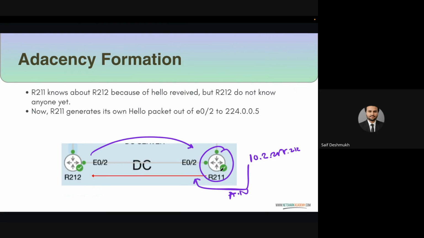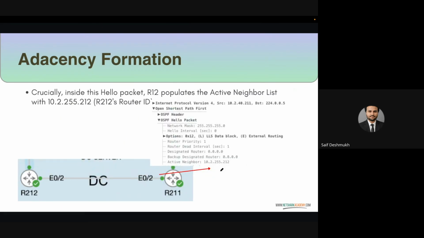It's sending the same hello out to 224.0.0.5. In that hello, look at this. This is the hello sent from 211. Active neighbor is added, 212. The rest of the things is supposed to be pretty much the same. What do we got? Active neighbor. They didn't elect the DR or BDR yet because this is an earlier stage at the moment.